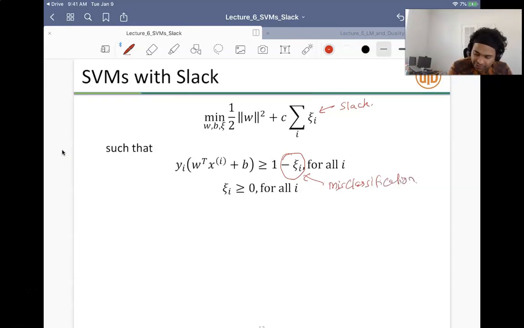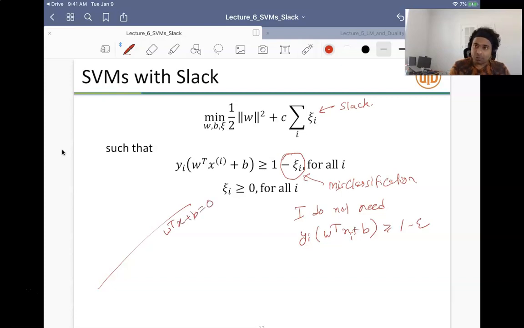So I'm saying that I do not need yi multiplied by w transpose xi plus b to be greater than or equal to 1, but I'm fine reducing it by epsilon. If you remember, we had our decision boundary, which is y w transpose x plus b equal to 0, and then we had these two lines.